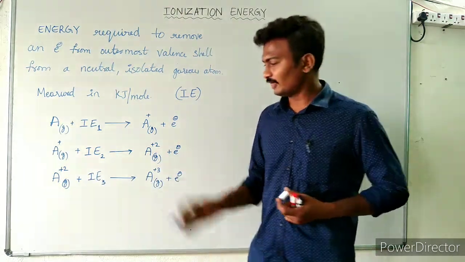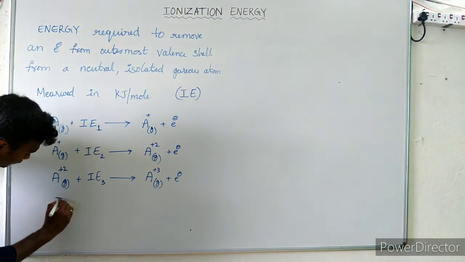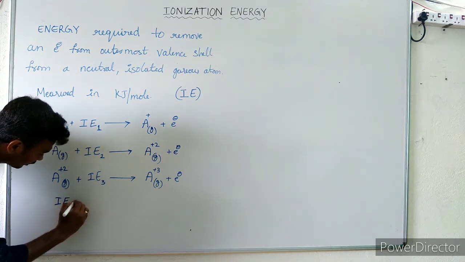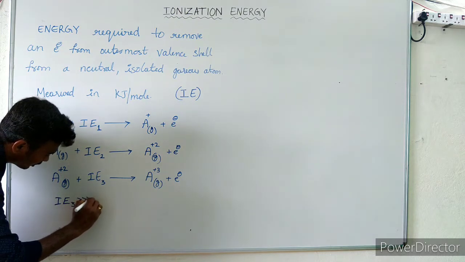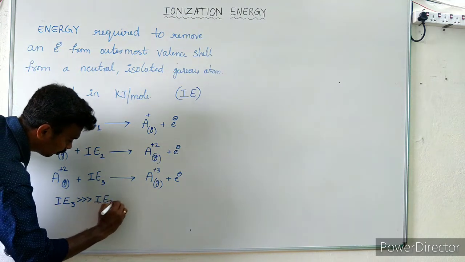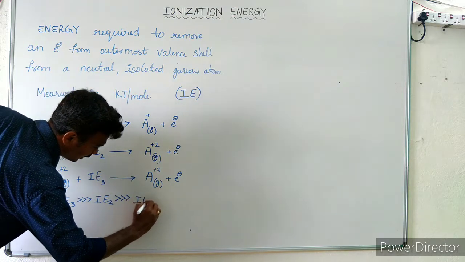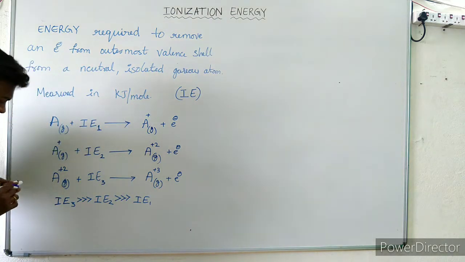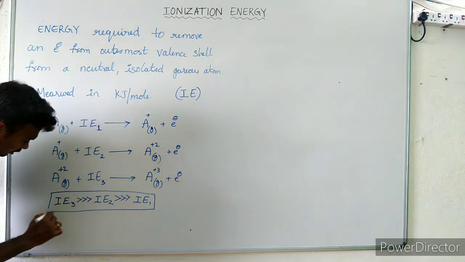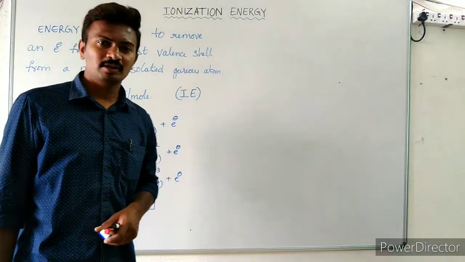So in this way, we can compare that IE3 is very much greater than IE2, which is very much greater than IE1. Okay, third ionization energy is greater than second ionization energy, which is greater than first ionization energy.